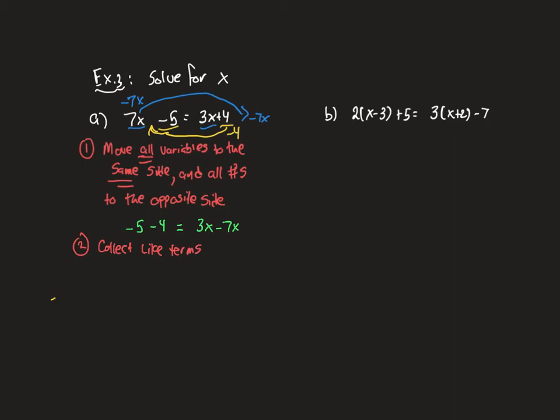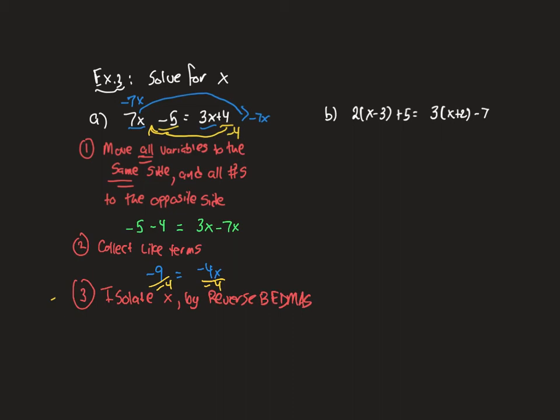All right. So negative 5 minus 4 is negative 9, is equal to 3x minus 7x, which is negative 4x. That brings us to our next step, which is to isolate x by reverse BEDMAS. Now you'll notice here that you have this negative 4 multiplying the x, so you want to divide both sides by negative 4.